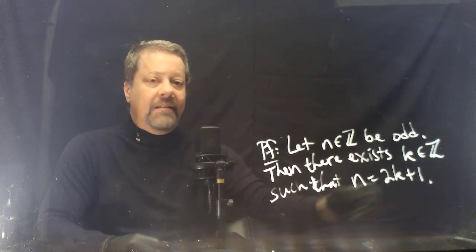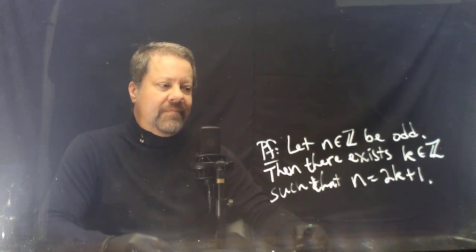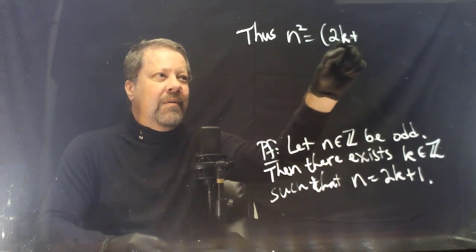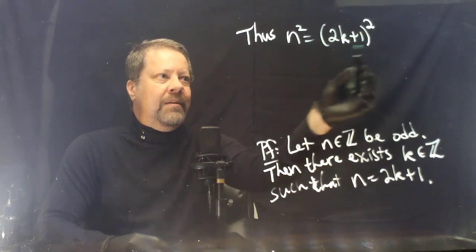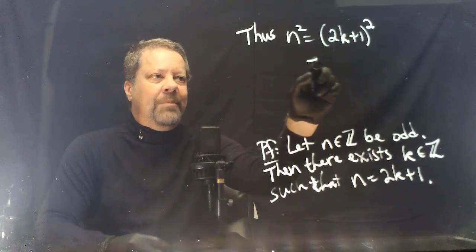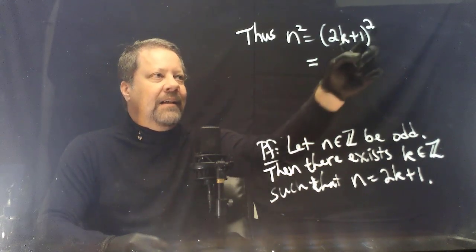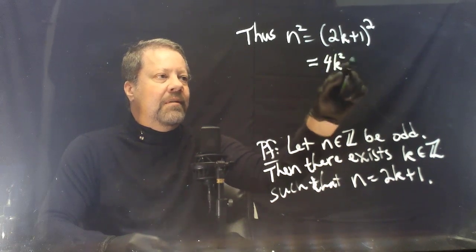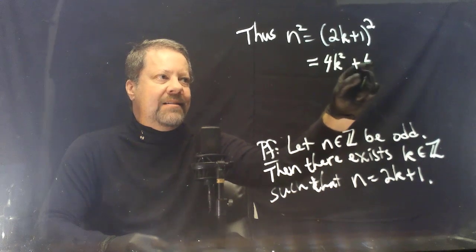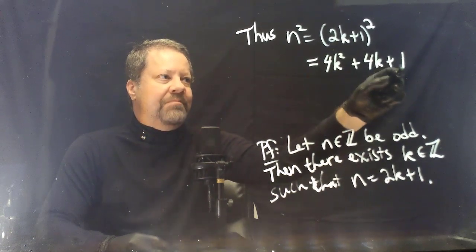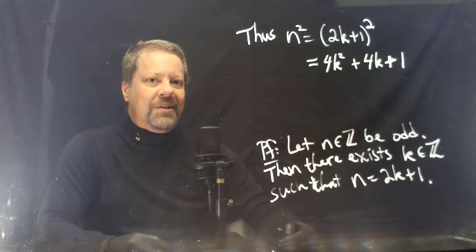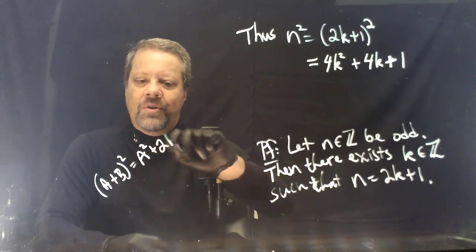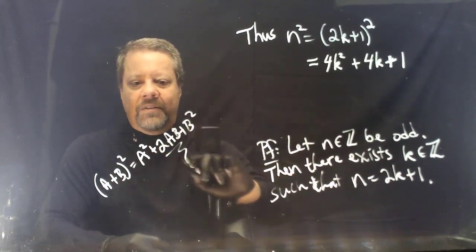So how does this fact about n determine that n squared is also odd? Well, we'll just write thus: n squared is 2k plus 1 quantity squared. We need to FOIL out this binomial. A binomial is a mathematical expression having two terms. The square of a binomial squares the first term, adds twice the product of the first and the last, and then squares the last term. Don't forget the middle term, which is twice first times last. If I have a plus b squared, it's a squared plus 2ab plus b squared. Don't forget the middle term.